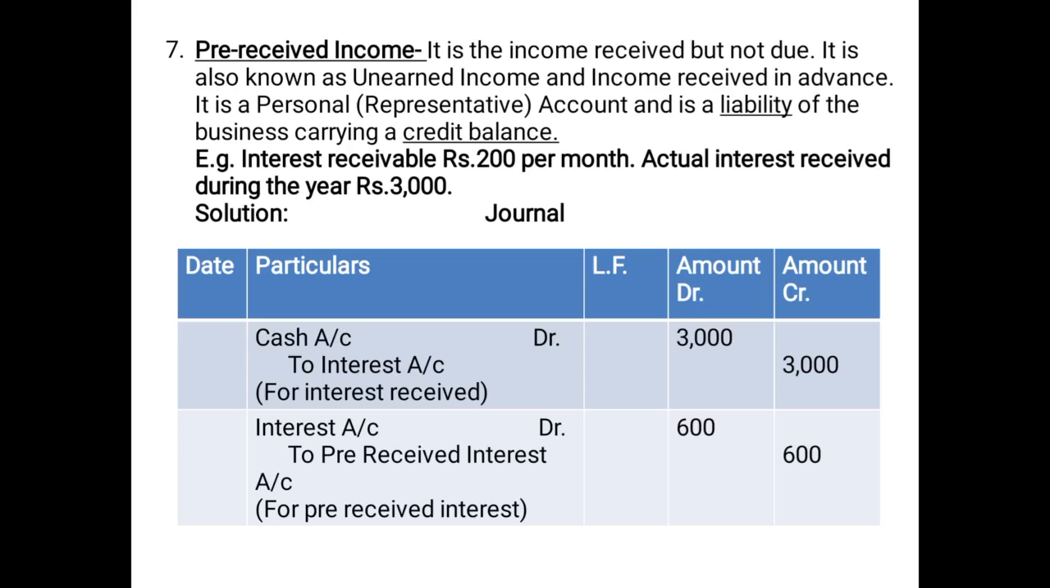If we have credited it with 3,000 and now if we debit it with 600, ultimately it will show you a net balance of 2,400 only. That is the current year interest. To pre-received interest account 600, we have credited pre-received interest account because it is a liability for the business, because it has been received in advance. And what can be the narration for pre-received interest? So I hope these entries are clear to you, children.